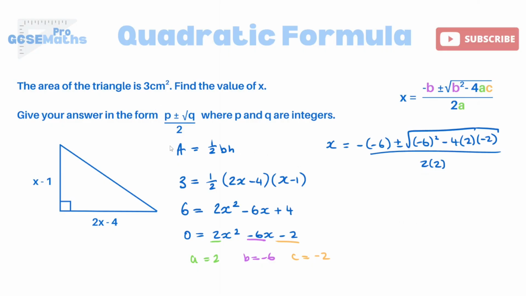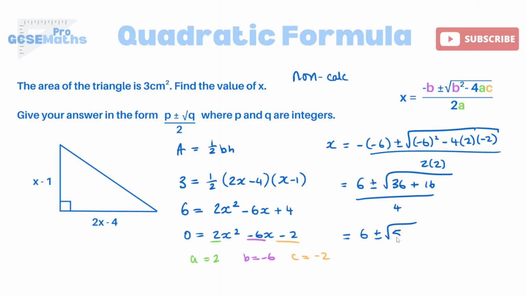Now you can sub that all in as it is, or you can simplify it. Again, this may have been a non-calculator question, so let's just assume that it is to make sure we know what we're doing. So simplifying it, negative 6 becomes just positive 6, plus or minus. I know that negative 6 squared is just positive 36, and then I've got a double negative there, so plus 4 times 2 times 2 is 16, over 2 times 2, which is 4, and just keep working through it piece by piece. 6 plus or minus, that gives me the square root of 52 over 4.